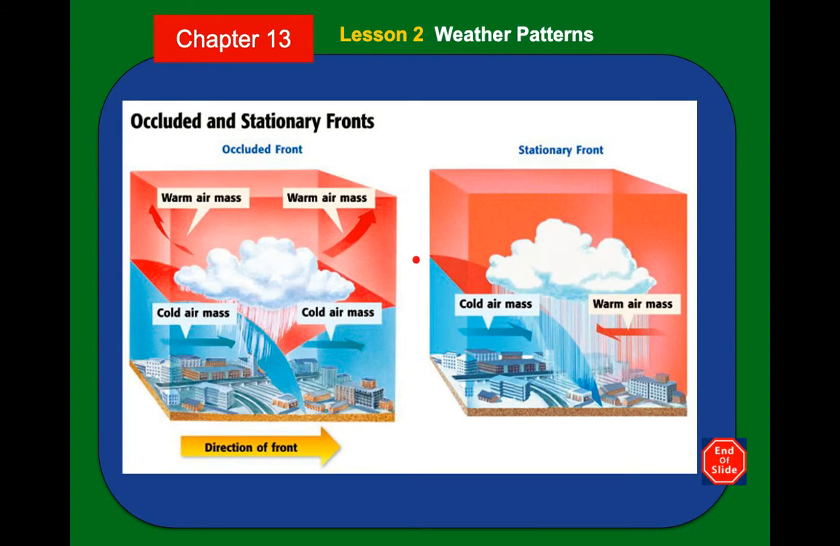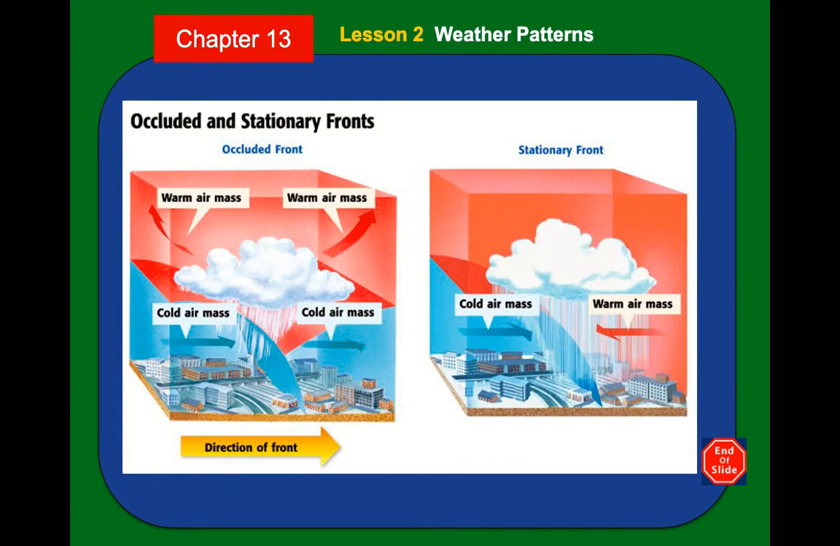Stationary fronts are a little bit different. So on this one, you can see we don't have an arrow showing direction at the bottom because we have air masses that are moving in opposite directions. So we have warm air coming in from the right and cold air coming in from the left. So they're running into each other. And once again, we have that warm air rising, condensation forming, precipitation following that.